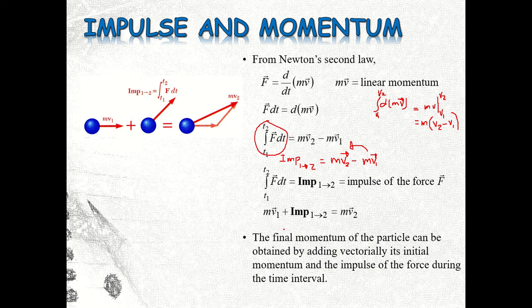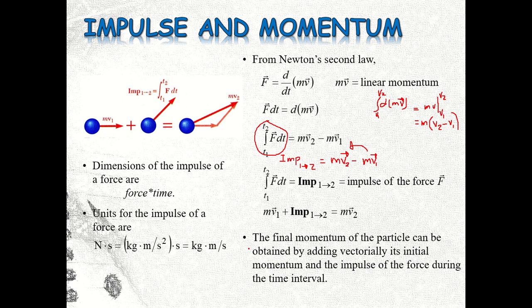Okay, so if you translate this into a graph, we have this representation. We have here mv1 plus the impulse from 1 to 2, which is equivalent to the integral of F dt, equal to this. So the final momentum of the particle can be obtained by adding vectorially its initial momentum and the impulse of the force during the time interval. So this is the initial momentum, and then this is the impulse, and we will get the final momentum.